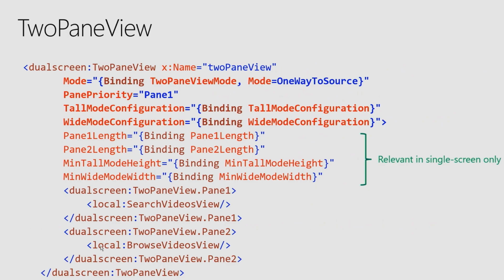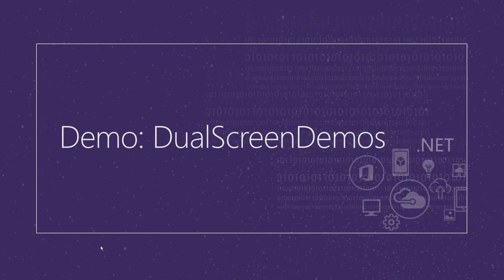I've shown most of the properties as data binding here, but of course you can also set them directly in your code behind. Let's jump over to the emulators and Visual Studio and see these patterns in action in the Xamarin.Forms dual screen sample.